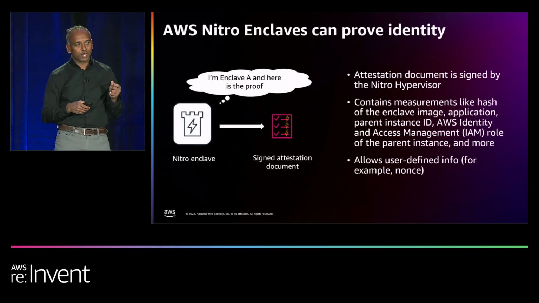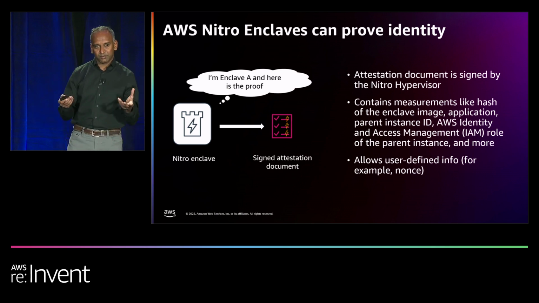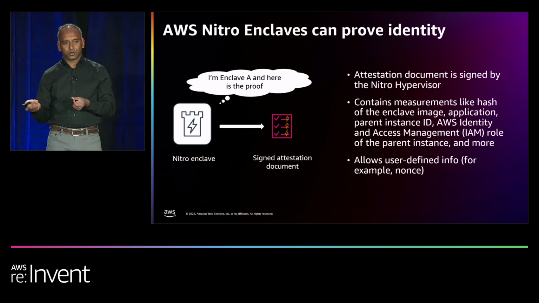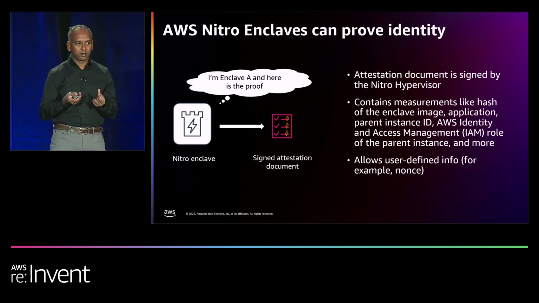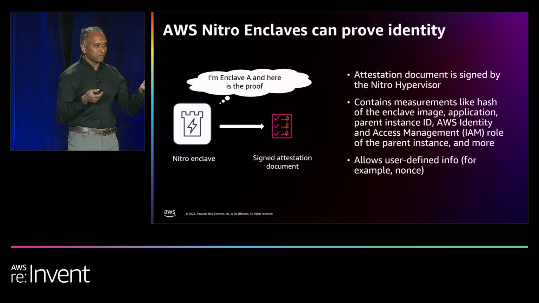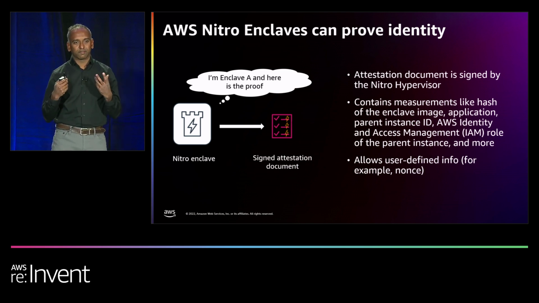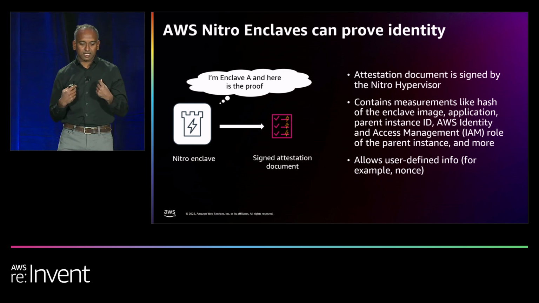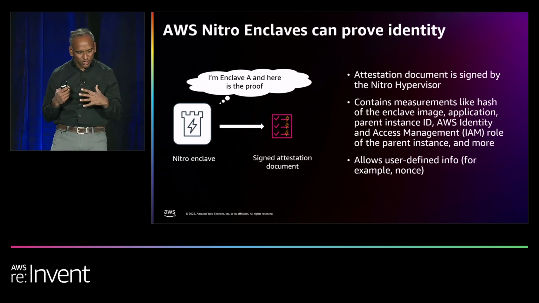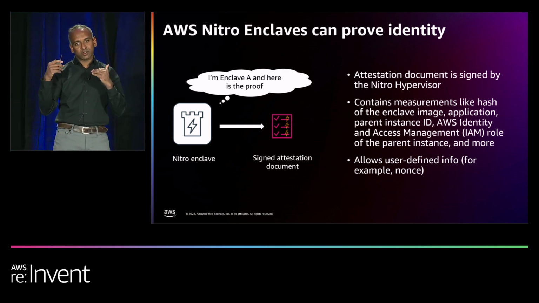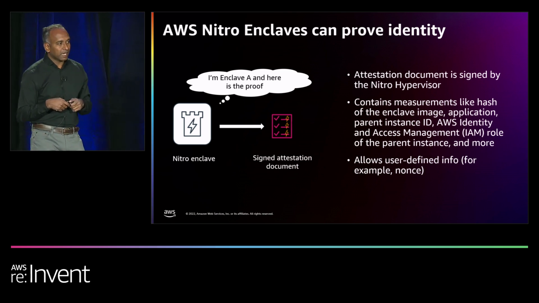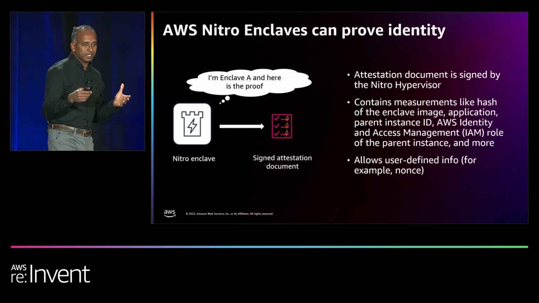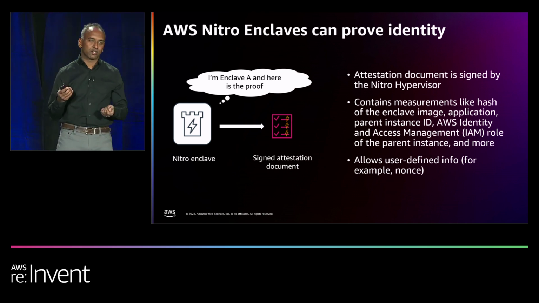The enclave also has the ability to prove its identity. After you spin up the enclave, the Nitro hypervisor will sign an attestation document which contains measurements about the enclave that just got spun up. It has hashes of the enclave image, the application that's running inside the enclave, the parent instance ID, and some other information that all gets packaged in that attestation document.